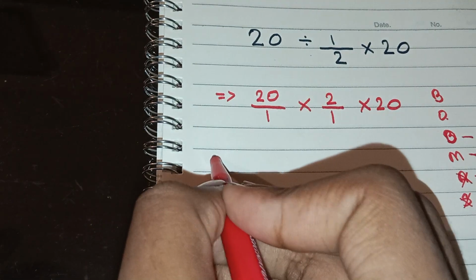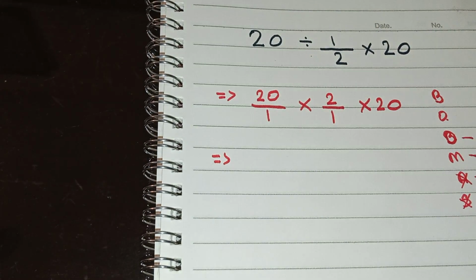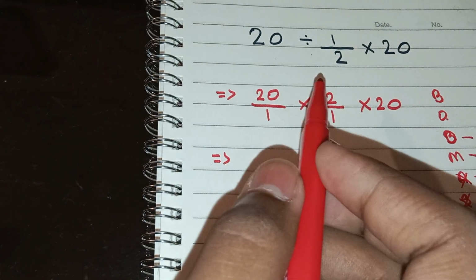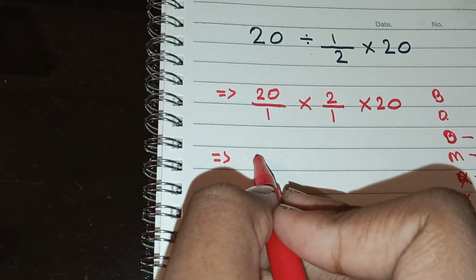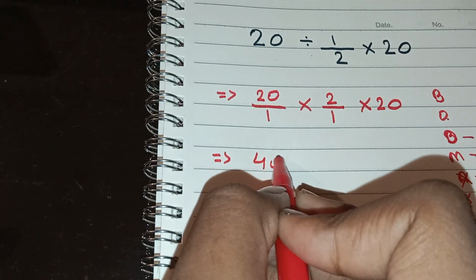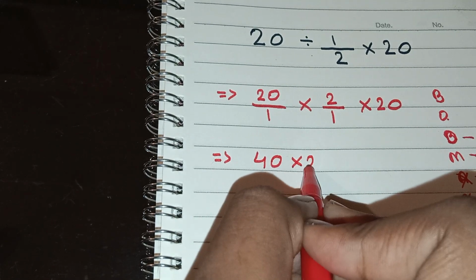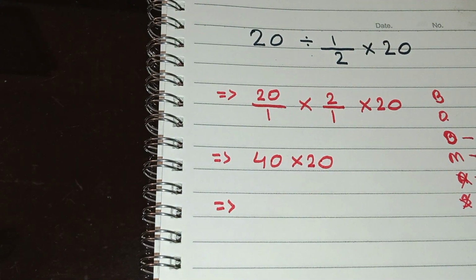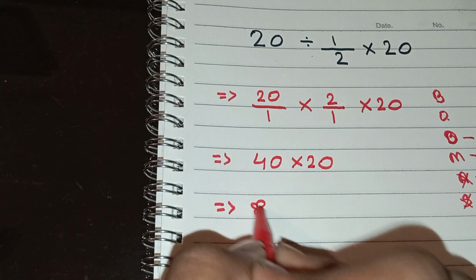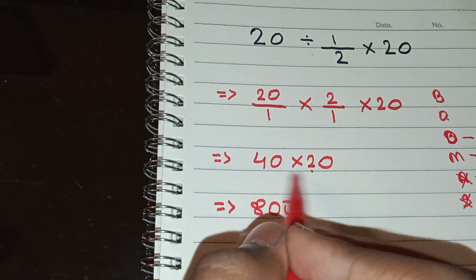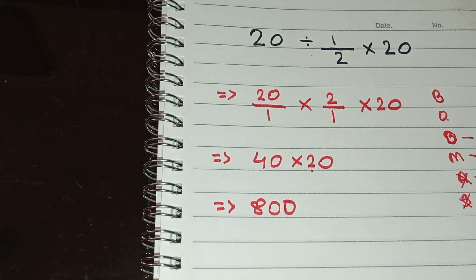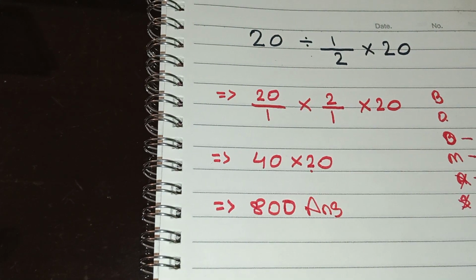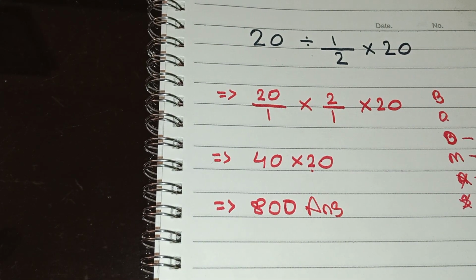Then in the next step, what will we do? Any guess? We will multiply this 20 into 2, which gives 40, multiplied by 20. So 40 into 20 is 800, because 4 twos are 8 and the 2 zeros will be written as it is. So this is the answer. This is the correct method.